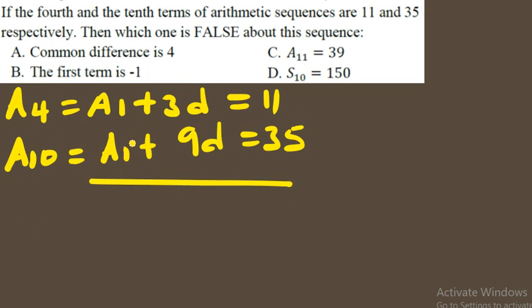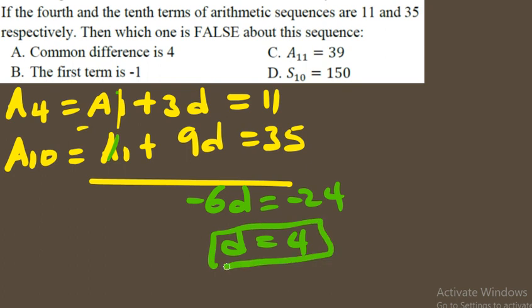You can subtract them because A1 has the same coefficient. When you subtract them, A1 minus A1 cancels out, and then what remains? 3D minus 9D will be negative 6D, and 11 minus 35 will be negative 24. Then divide by negative 6 on both sides, d will be 4. Okay, the common difference must be 4.